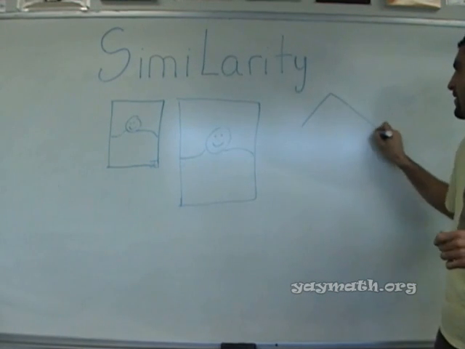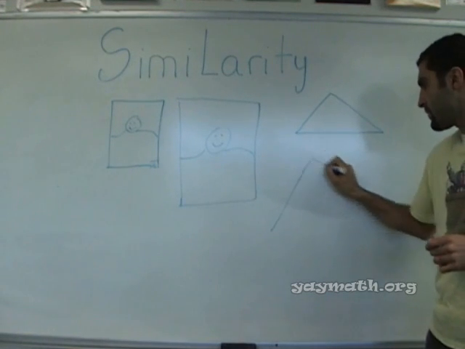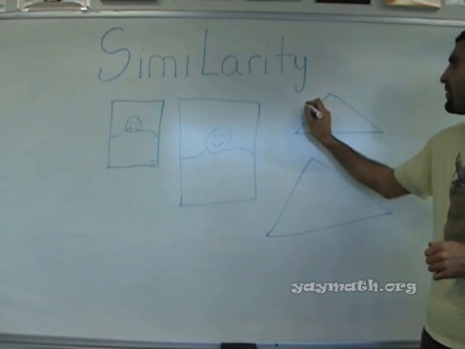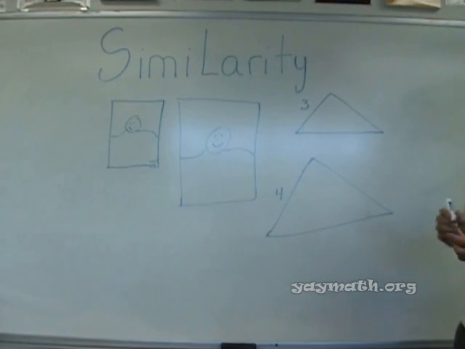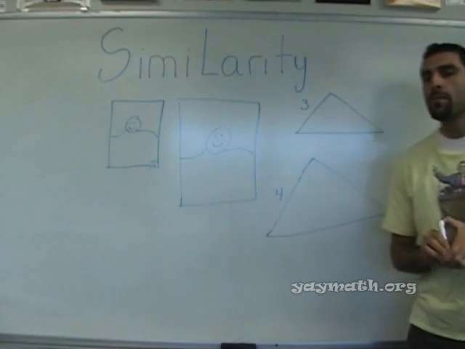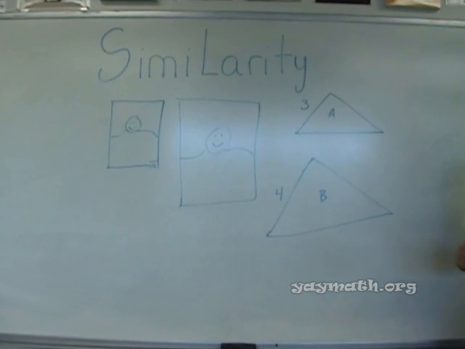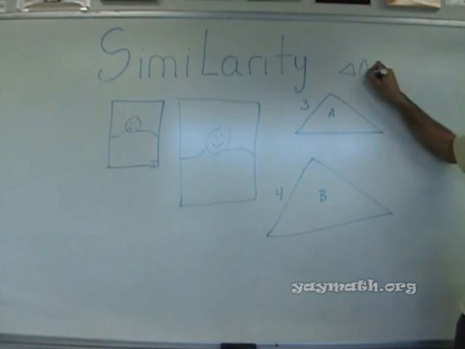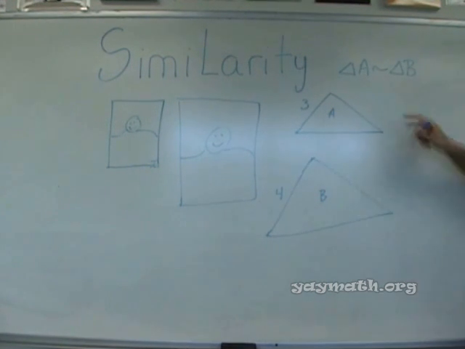Okay, so if I wanted to do, let's do a shape here. Triangle, this one, and let's do 3 and 4. Now assume triangle A is similar to triangle B. The symbol for similar goes like this. Triangle A similar to triangle B. So it's kind of like that congruent symbol without the equals underneath.